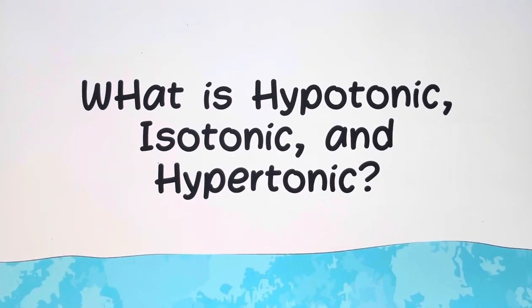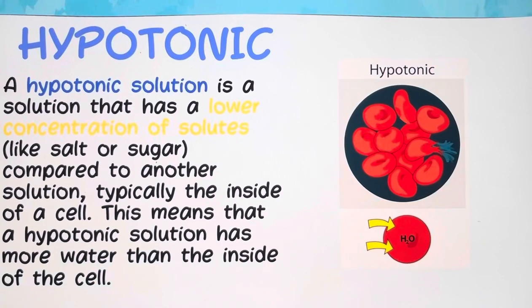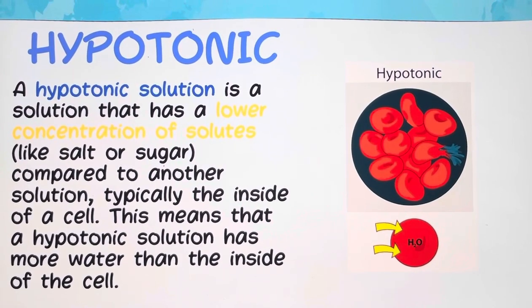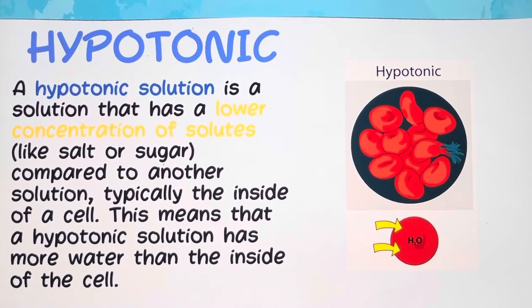Now, there are different types of osmosis. There's hypotonic. A hypotonic solution is a solution that has a lower concentration of solute, like salt or sugar, compared to another solution, typically the inside of a cell. This means that a hypotonic solution has more water than the inside of the cell.